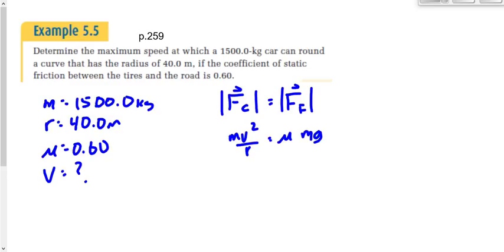Oh, good news. I just noticed something. What's the good news, JC? We can cancel out the m's. So we got v squared over r equals mu times g. You know what the implications of that are? Doesn't matter what the mass of the car is, right?